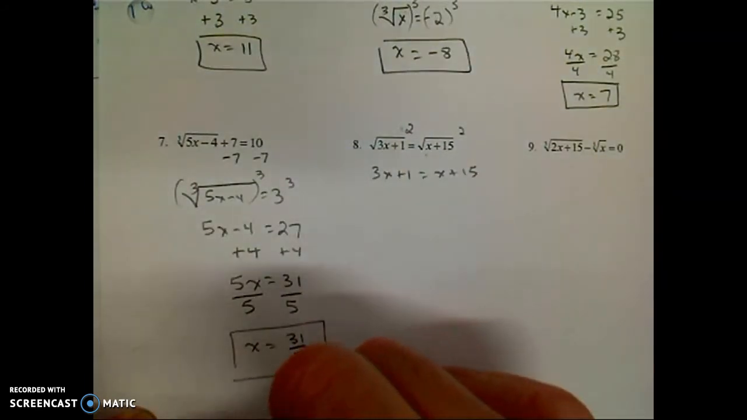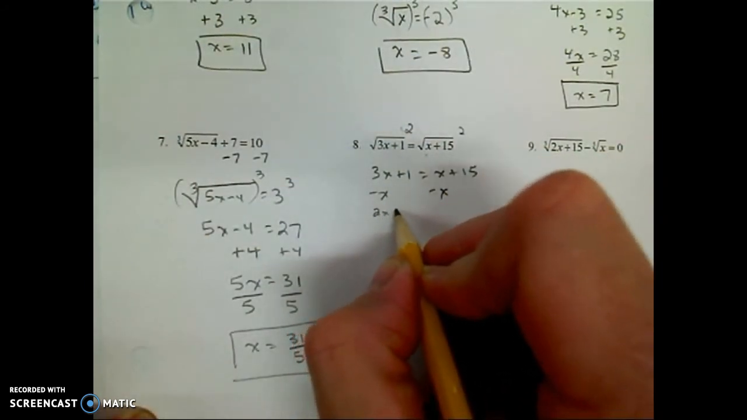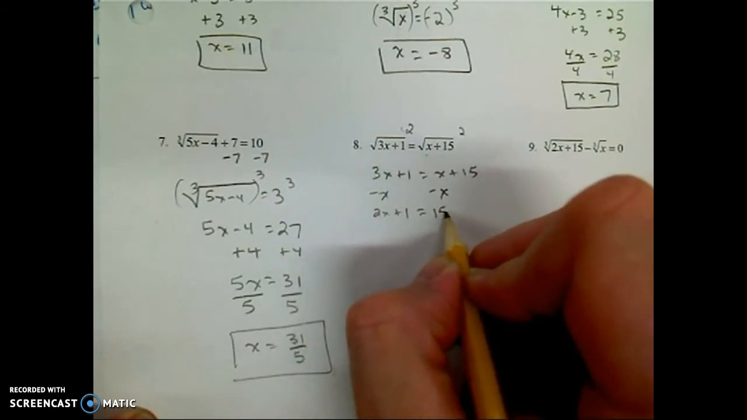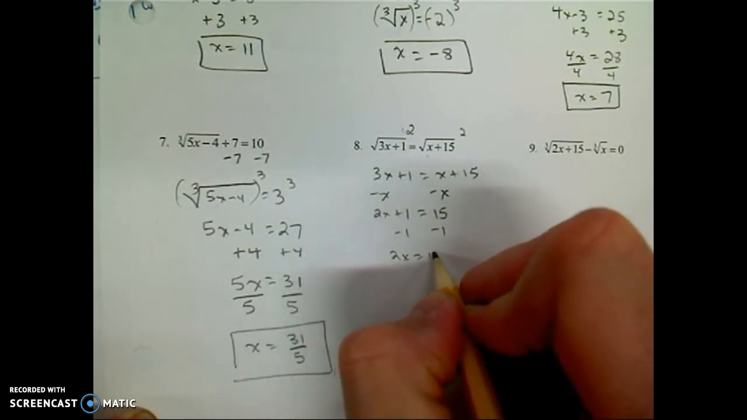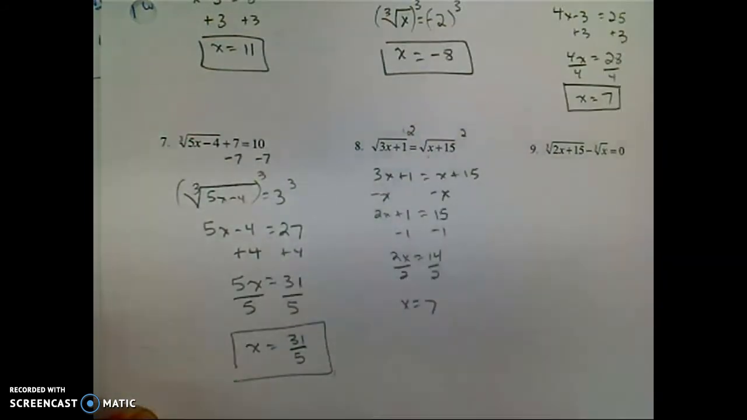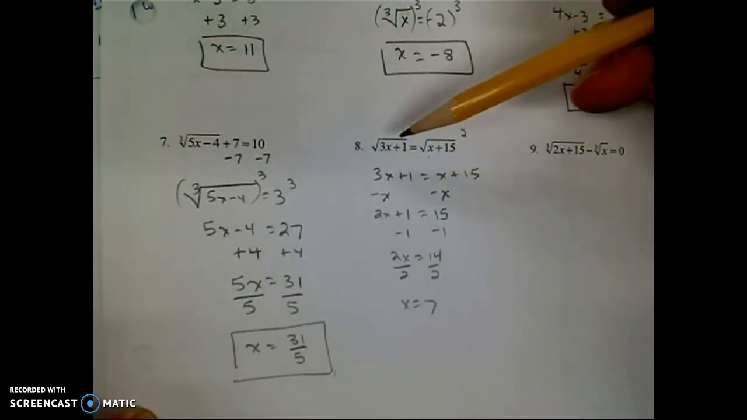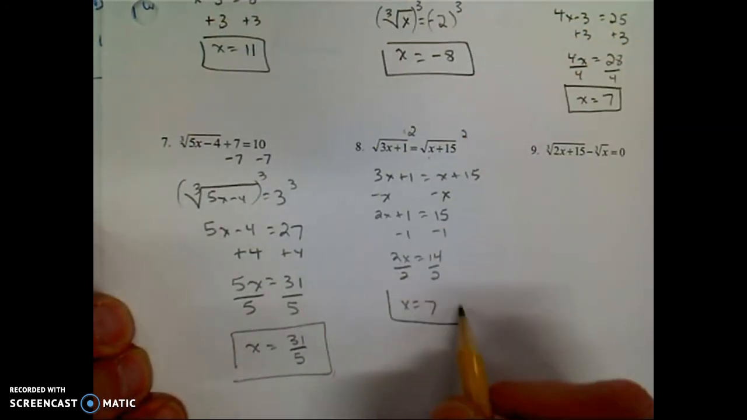Now it's a multi-step equation, variables on both sides. So 2x plus 1 equals 15. 2x equals 14. And x equals 7. Square root of 22 equals square root of 22. It checks.